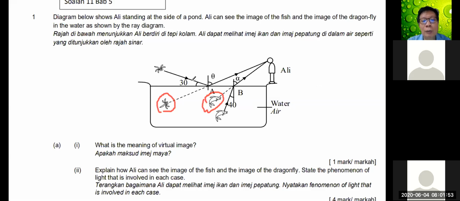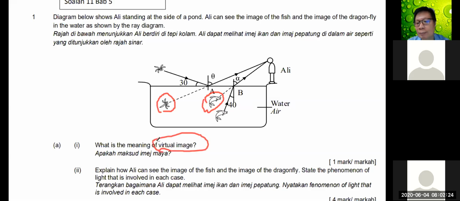Okay, so Ali can see the dragonfly because of reflection. This is reflection. So the light gets reflected, then he can see. Whereas for the fish, the light bends, not reflects at all. So this is refraction, F-R-A-C, refraction, the bending of light. Okay. So now, first question, what is the meaning of virtual image?